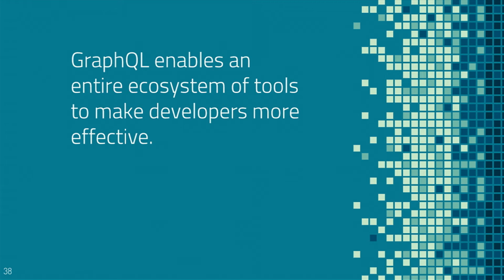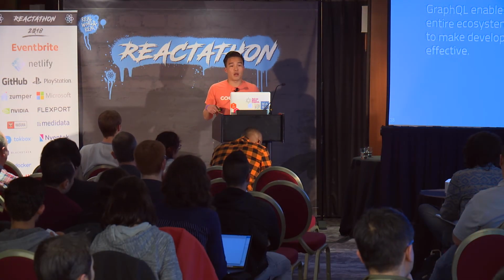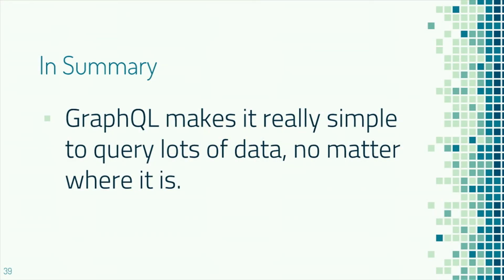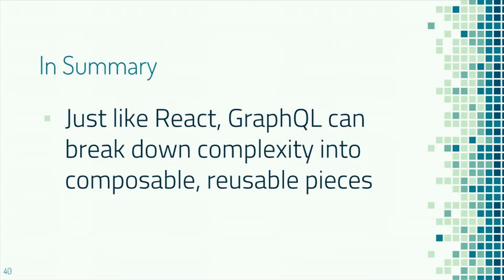I'll tell you personally, I find everything that I do when I'm building products, I want to put GraphQL on top of it. And what's nice about GraphQL is that you can just slap it on anything. You don't even need to have the API on the back end. So in summary, GraphQL makes it really simple to query lots of data no matter where it is. It could be on the client, it could be on the server. Wherever your data is, GraphQL can handle it. Just like React, GraphQL is really easily decomposable and I think is a very good match for React.